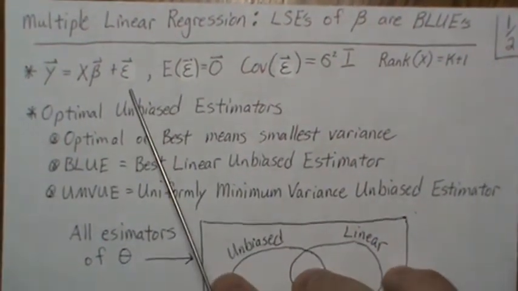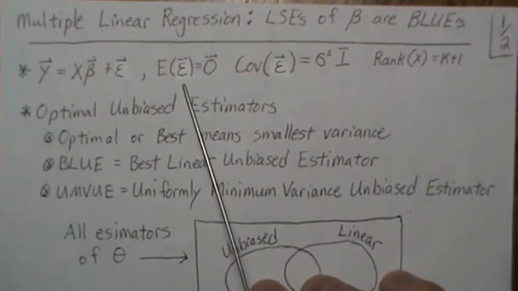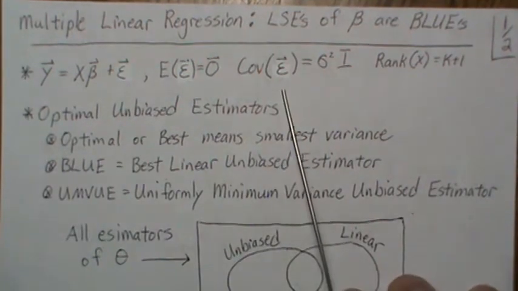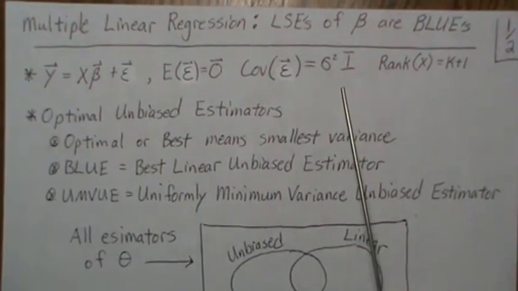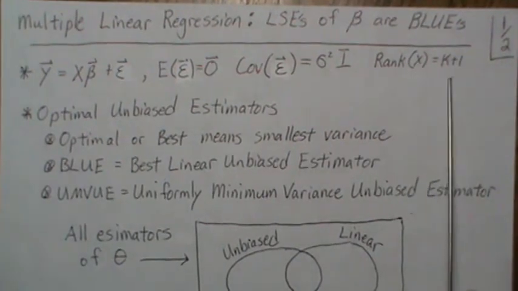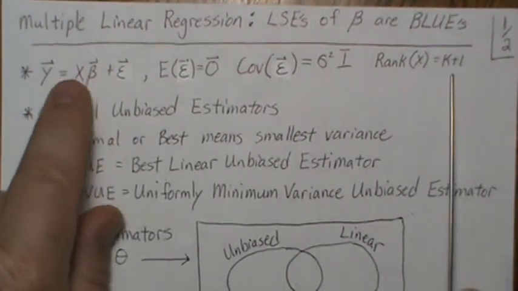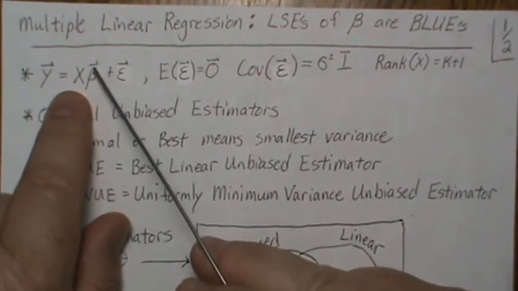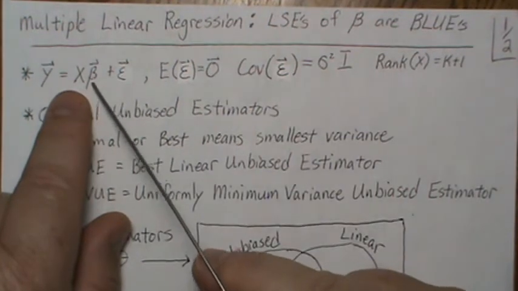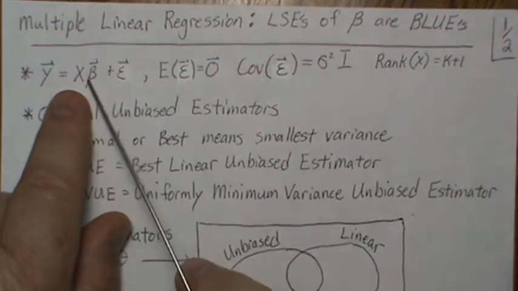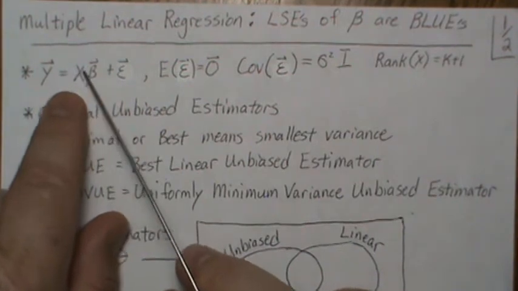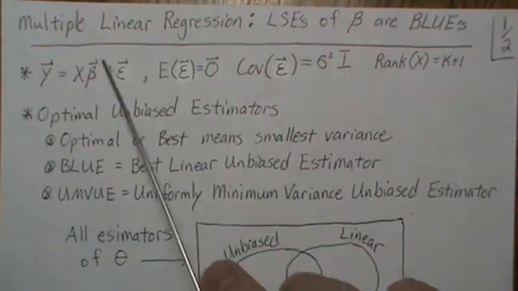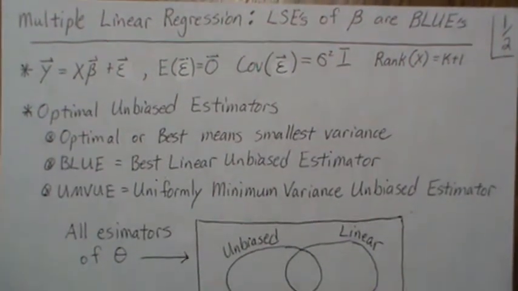Our assumptions are that the mean of the epsilons, or the errors, is 0, and the covariance matrix is sigma squared I. We're also assuming that the rank of X is k plus 1. That means X is full column rank, because this beta is beta 0, beta 1, all the way to beta k. So there are k plus 1 betas here, and the number of columns is k plus 1. We don't have to assume it's full rank, but in multiple linear regression, we do assume that.